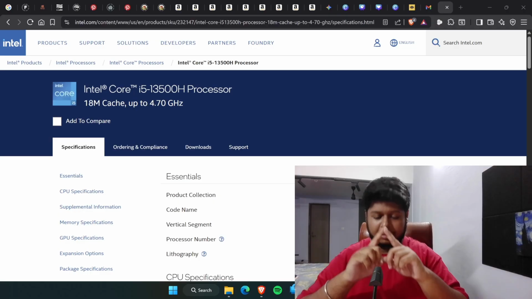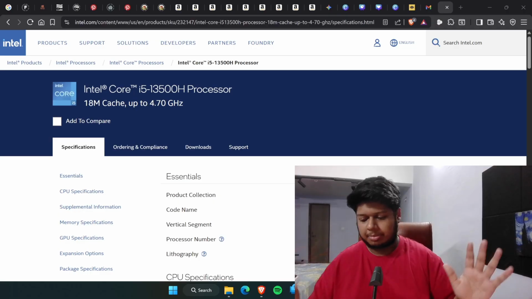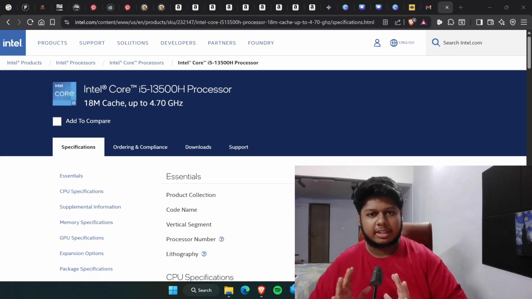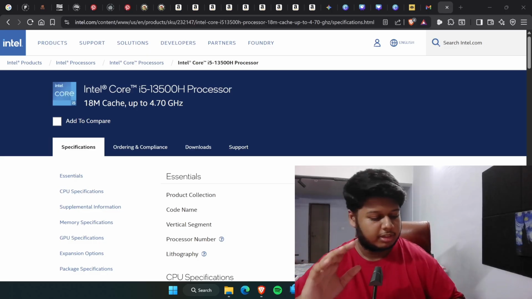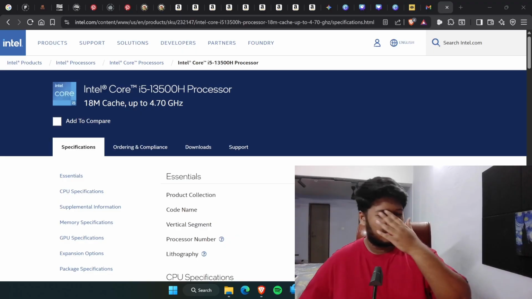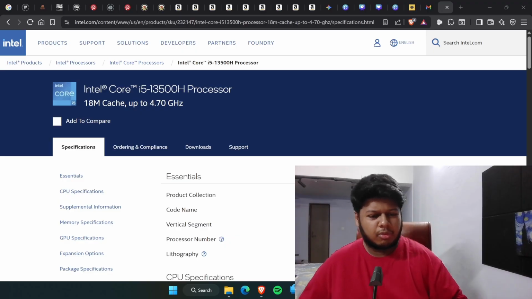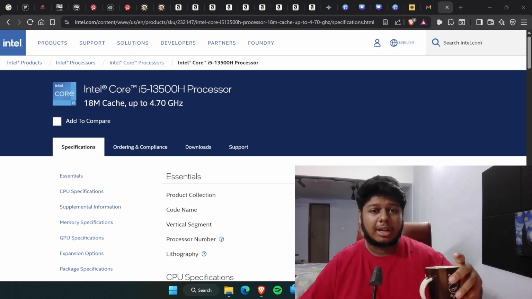The first part is the 13 right here, which indicates generation. As simple as this, 13, 13th generation. If it's 8, it's 8th generation, quite an older device. If it's 10, 10th generation. And I'm not sure, but we might be at the 14th or the 15th generation right now. I haven't really checked out a lot of new laptops.